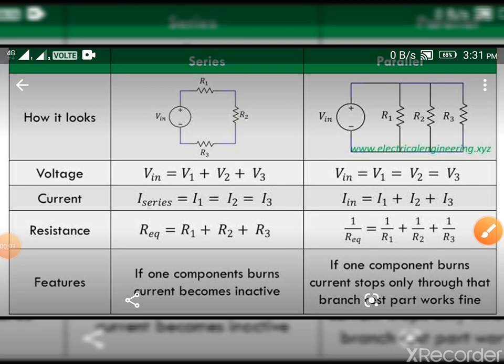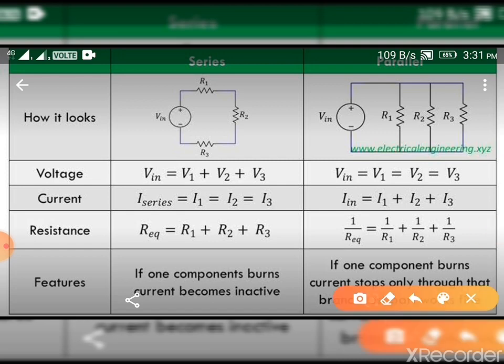As a conclusion, the two combinations are compared here. The two combinations are shown in the diagram with three resistors connected, though the number of resistors may be from 2 to infinity. First, the voltage. In series, the total voltage will be added up, that is, the potential difference across each resistor adds up. So total V input equals V1 plus V2 plus V3. But in parallel, the voltage is the same across R1, R2, R3. So V input equals V1 equals V2 equals V3.